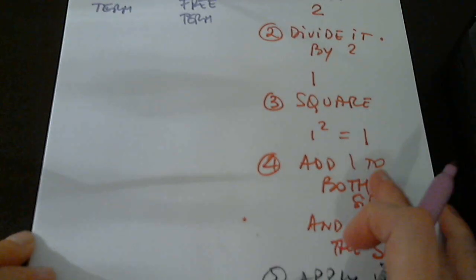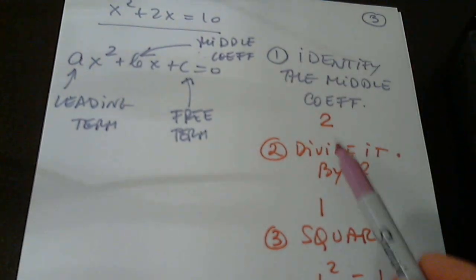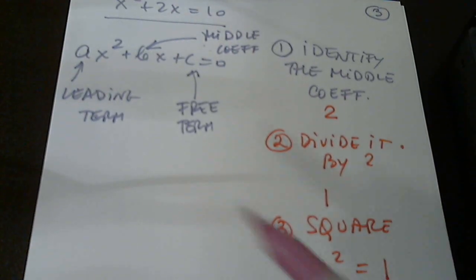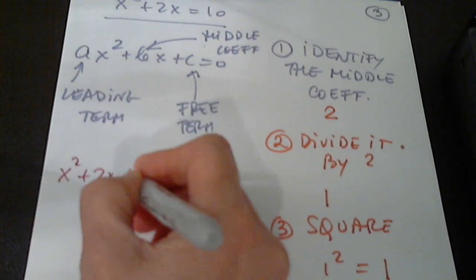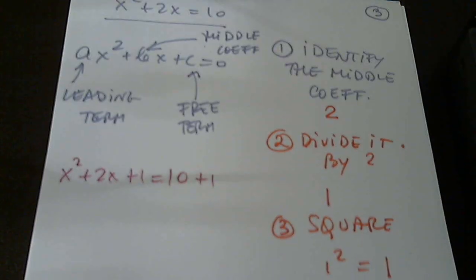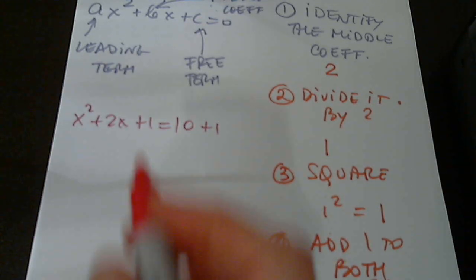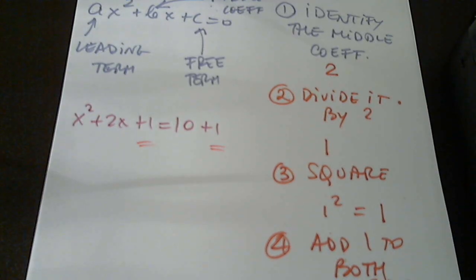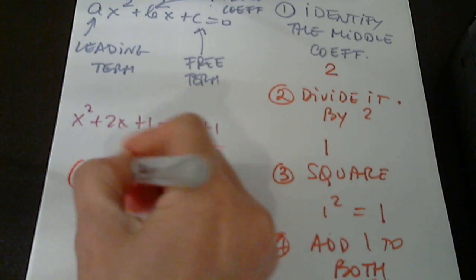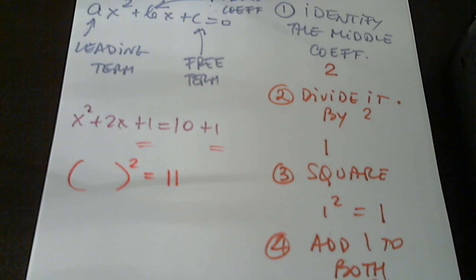Okay, so we go through the steps now. You said 2, you said 1, you said 1 squared. So I have x squared plus 2x plus 1 equals 10 plus 1. Remember, adding 1 to only one side will be a terrible mistake. Adding it to both sides will not change their solutions in any way, shape, or form. Good. Now I need somebody to complete the square of x squared plus 2x plus 1.